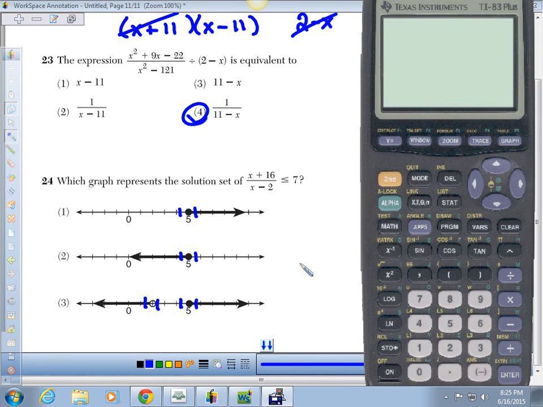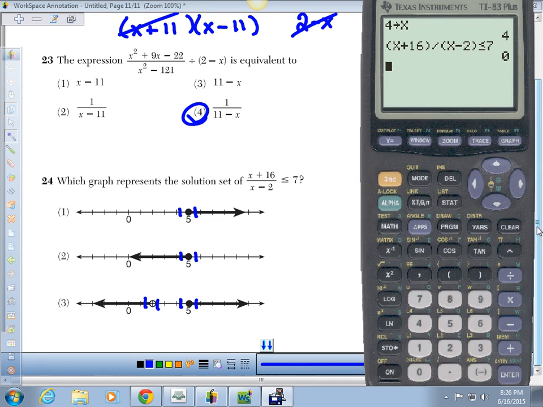Okay, so let's look at this first one here. What's the value to the direct left of 5? 4. So we're going to store 4 as x. And we're going to see if parentheses, x plus 16, close it, divide it by the quantity of x minus 2, close it. Now where do we get our equal and all of our inequalities from? Second math. We want to see if it's less than or equal to, which is option number 6, 7. Does 4 work? 4 does not work.